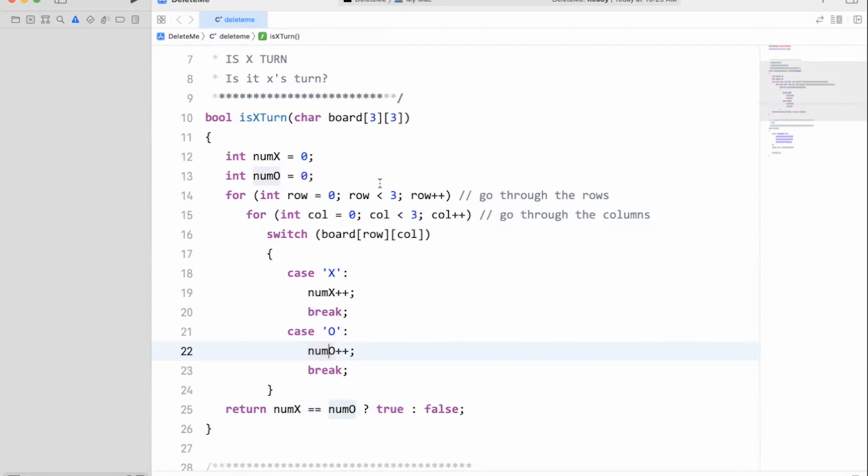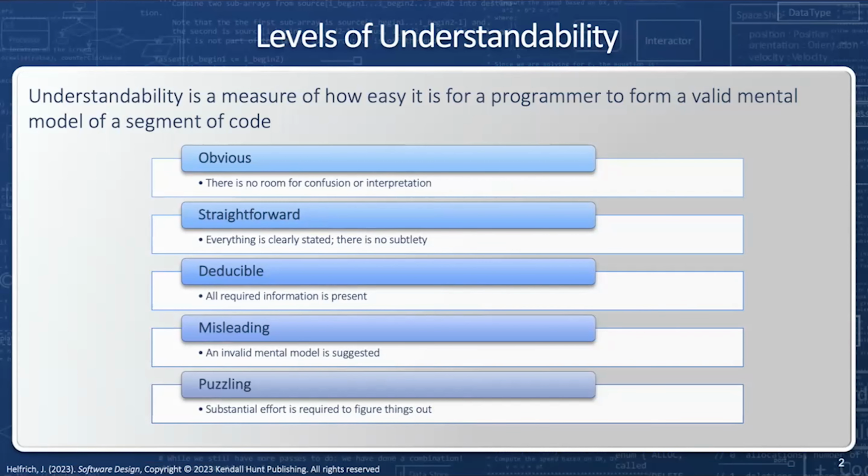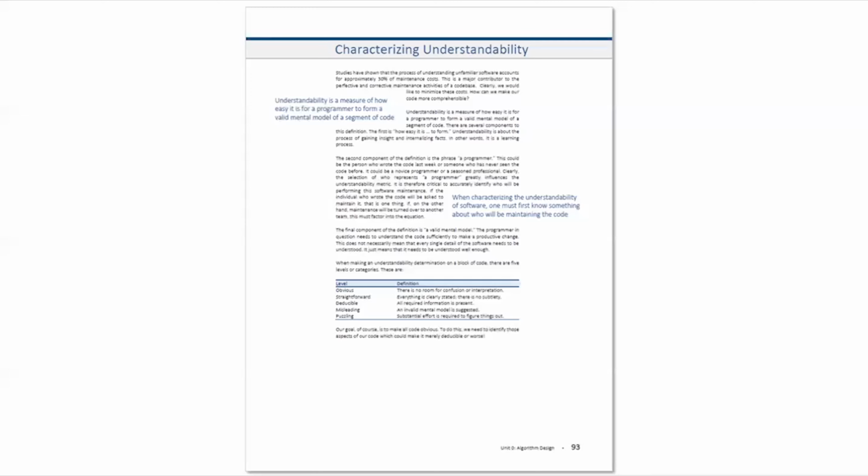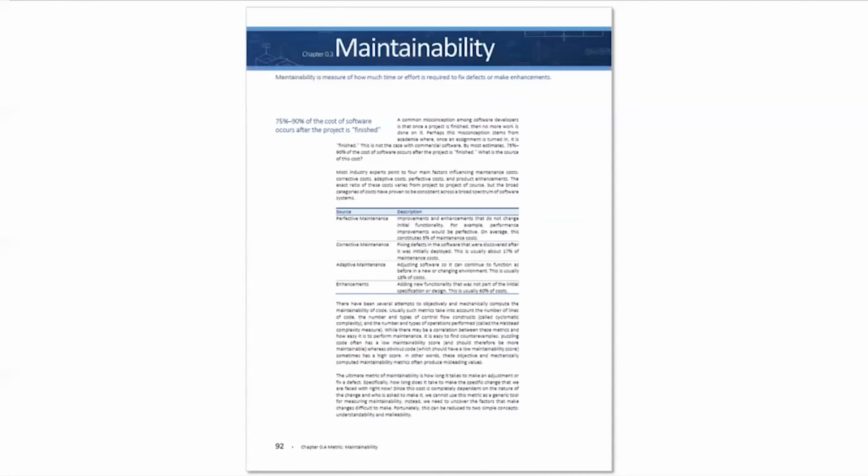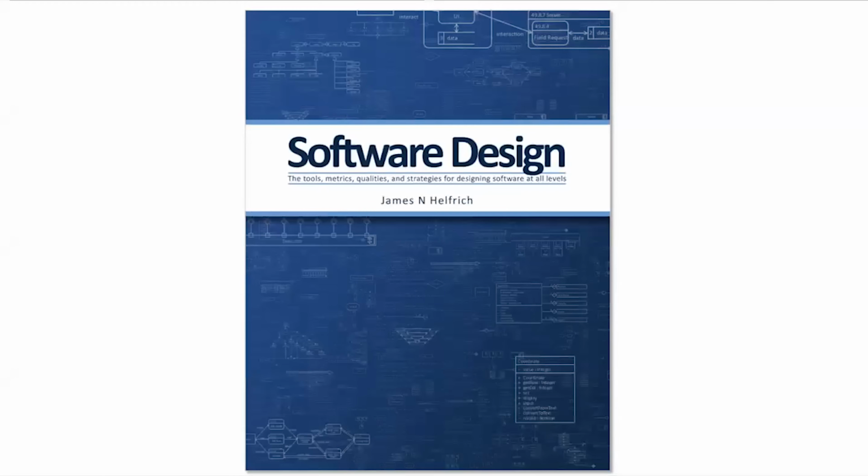There's no subtlety, but there can be further explanation because there are more than one way you can possibly understand something, and that ambiguity has not been rectified. And obvious is when there, and I need to air quote this, there is no room for confusion, that everything is completely clear how it works. This is the Characterize Understandability section of the Maintainability chapter of the software design textbook.